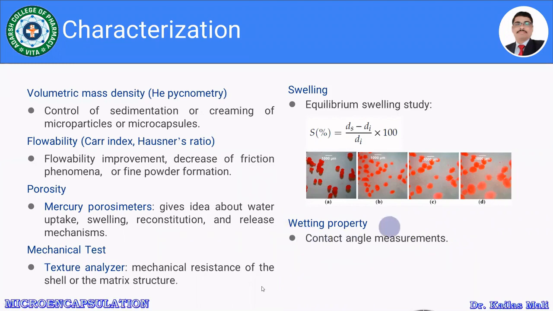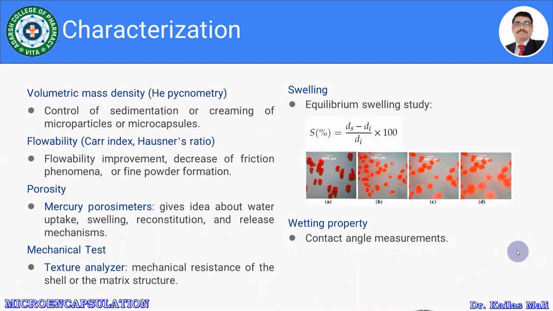Yes, the wetting property of microparticles is an important thing, because when we are preparing the suspension, it will help us in the designing and development of the suspension. So here we are supposed to measure the contact angle, which will give us an idea about the wetting property of the prepared microparticles. So on this slide we have discussed the volumetric mass density, the flowability related with the Carr's index, Hausner's ratio, angle of repose and so on, then the porosity measurement, then the mechanical test, then the swelling and the wetting property.